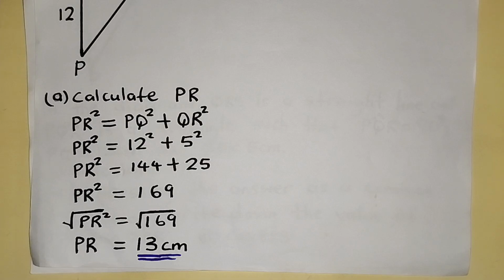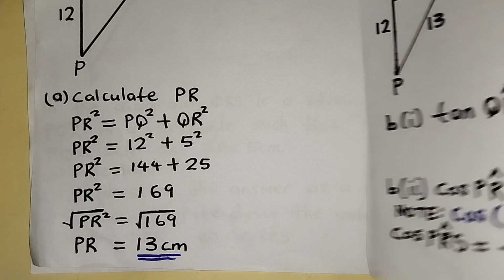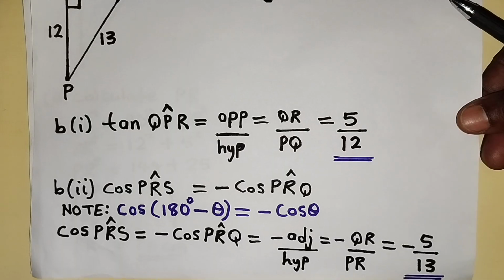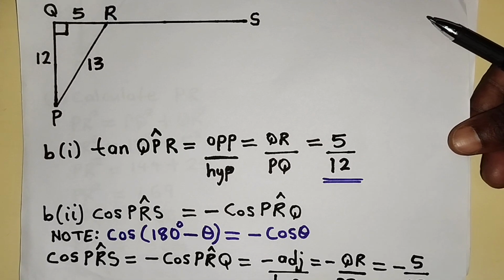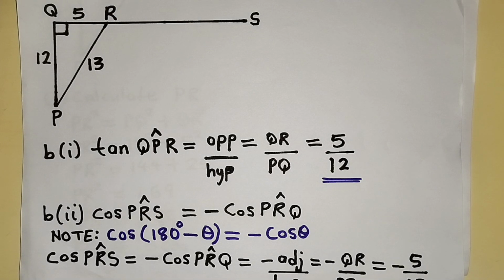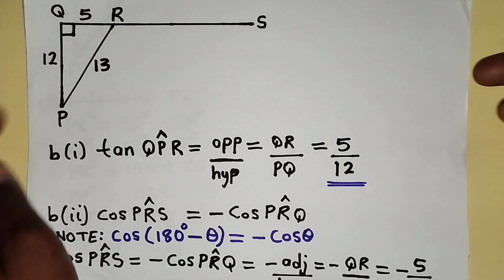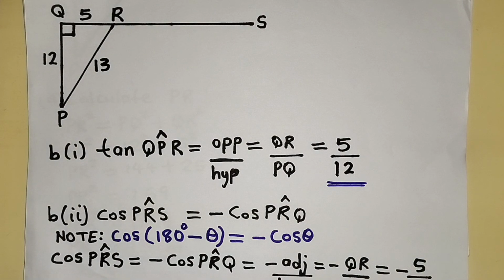So let us go to part B of our question, and part B has got two parts. Okay. So using the first diagram, B part 1, we want to find tan QPR. Okay, so we want to find the tangent of the angle P here.